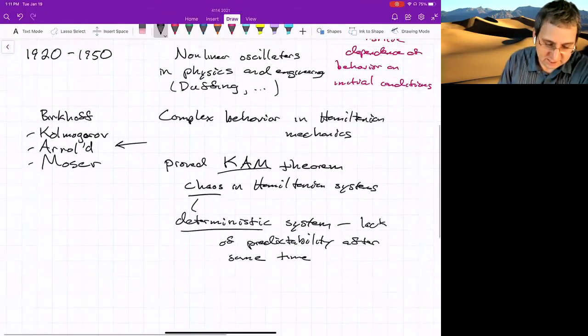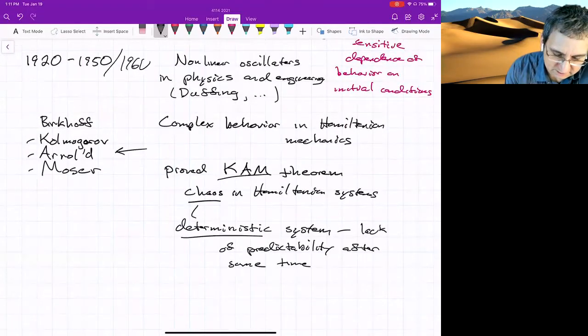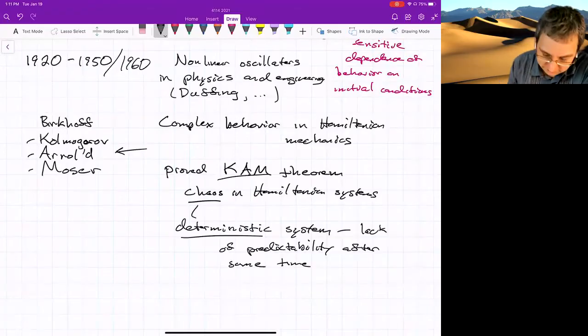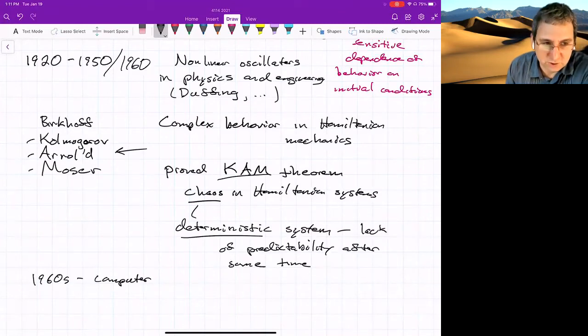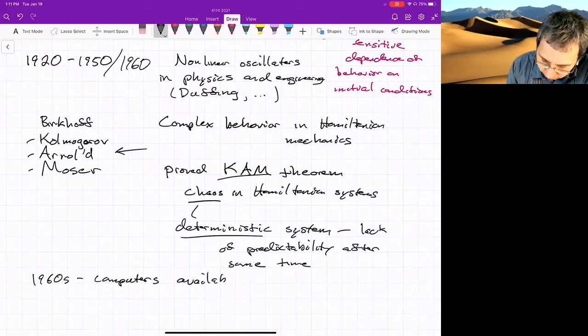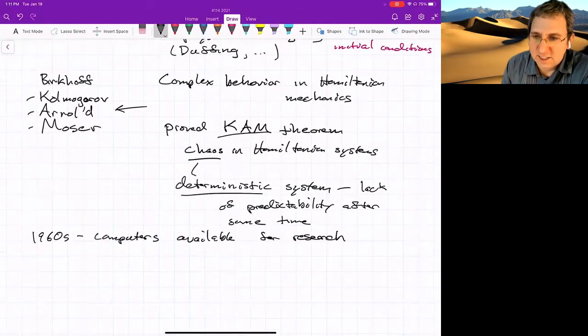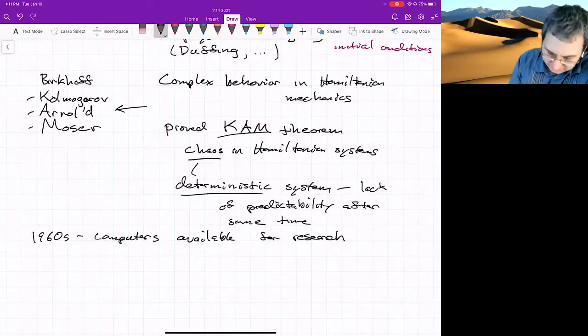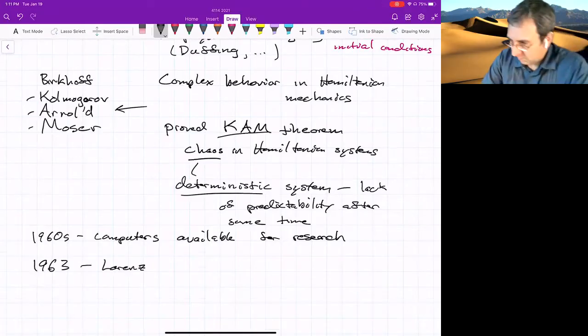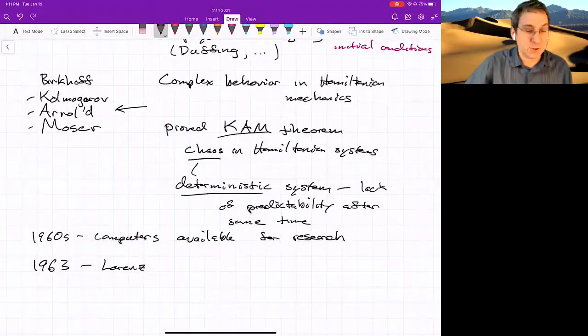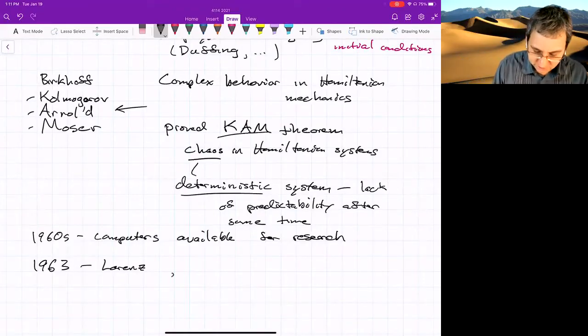All right, so this was like 1960. I said 1950, let's say 1960. And then the invention of the computer, right? In the 1960s, computers become available for researchers, often driven by the Cold War. And in the early 1960s, a professor at MIT named Lorenz comes up with a simplified deterministic model with three states.